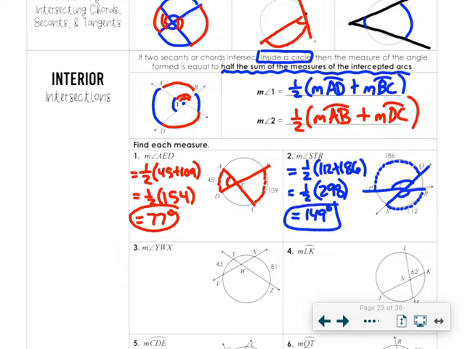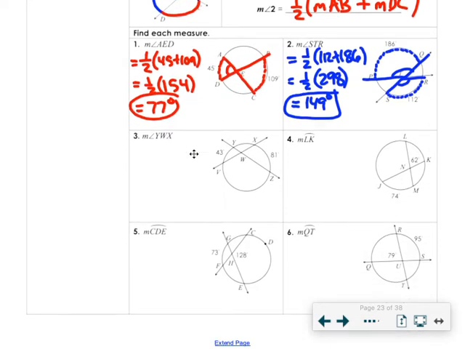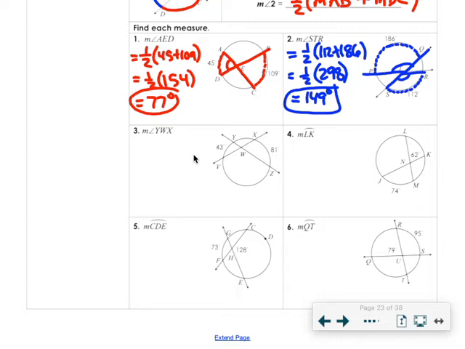All right. So we just have to be careful, make sure that we're reading carefully about what they're actually asking for. But if you see two lines intersect like that inside the circle, we have this half of the arcs thing, okay? YWX, that's this one. So this is a little bit tricky, like I was just saying. Okay, this is YWX. So it's half of this arc and this arc, the ones opposite of each other. Okay, so that one's a little bit trickier.